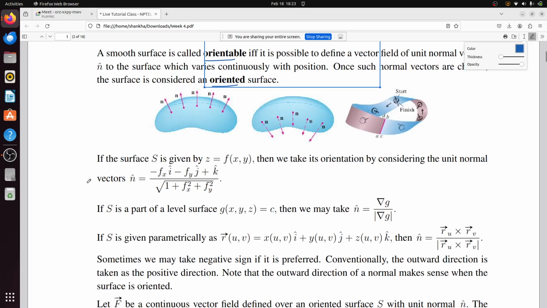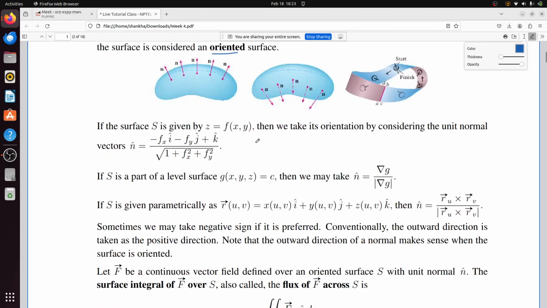Now if the surface S is given by z equal to f of x y, then we take its orientation by considering the unit normal vector n cap equal to minus f_x i cap minus f_y j cap plus k cap, divided by square root of 1 plus f_x squared plus f_y squared. So this is the required unit normal if you have a surface like z equal to f(x,y).